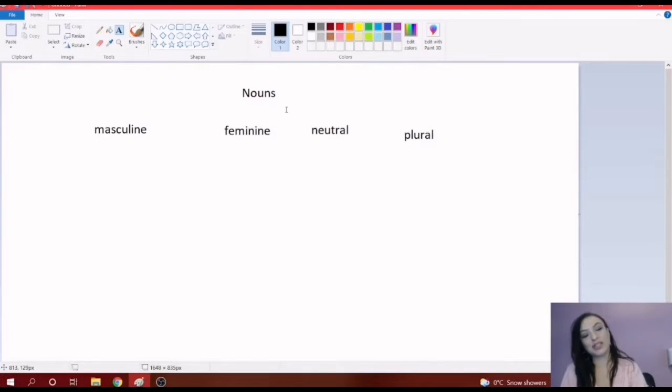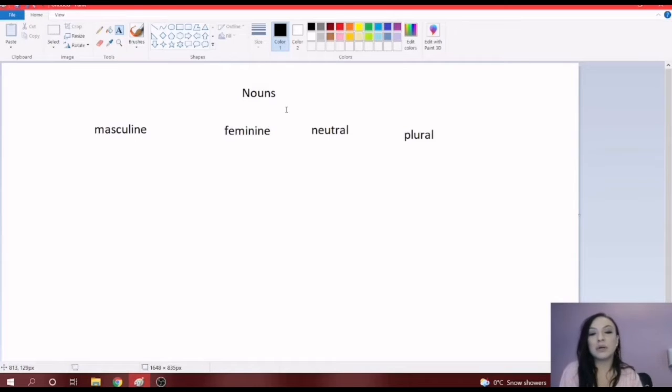German nouns function really differently from English nouns because German nouns have a gender. It's a grammatical gender, and you have to know it to speak grammatically correct language. If you don't know the gender of the noun, all the grammar that you learn basically cannot be used.